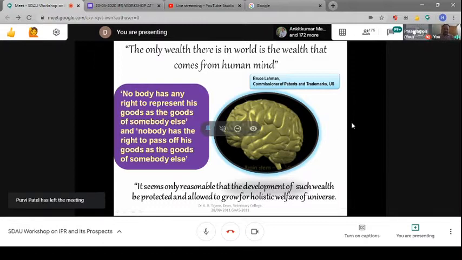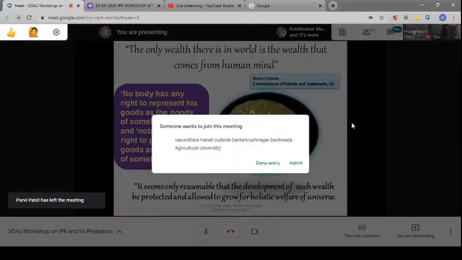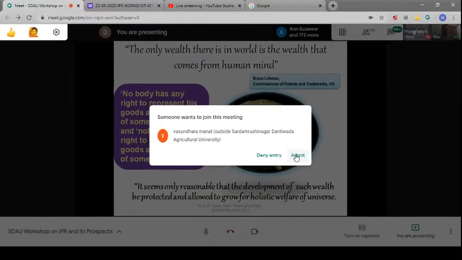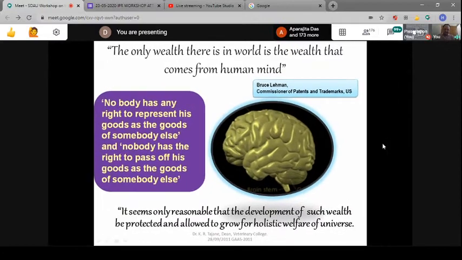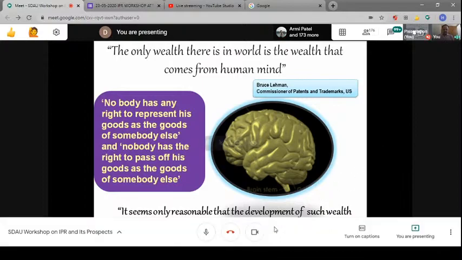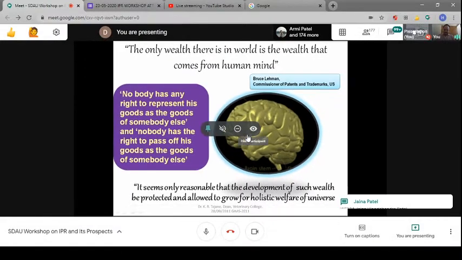What I wanted to tell you is that intellectual property is nothing but whatever originates in the human brain, and that is classified as intellectual property, or as wealth. And that wealth, when it takes shape on this planet, we are able to see in different forms. So that is intellectual property. Now let's move to another slide.